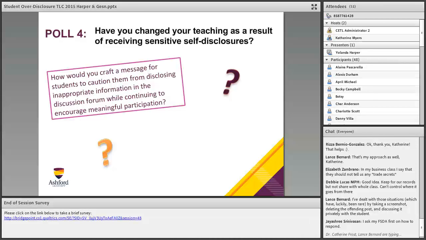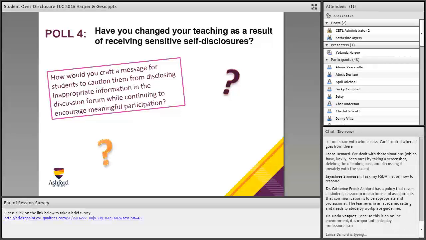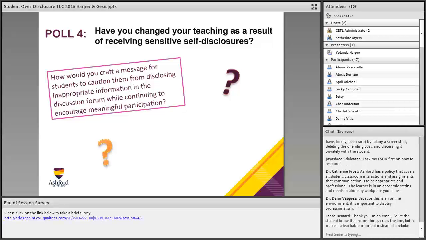Oh, Lance, thank you. That was a very creative idea: taking the screenshot and then deleting the offending post. So there's a record that allows you to communicate with the student, and at the same time, it's not out there indefinitely for another student to copy and paste. Okay. So Catherine reminds the students of the policy.